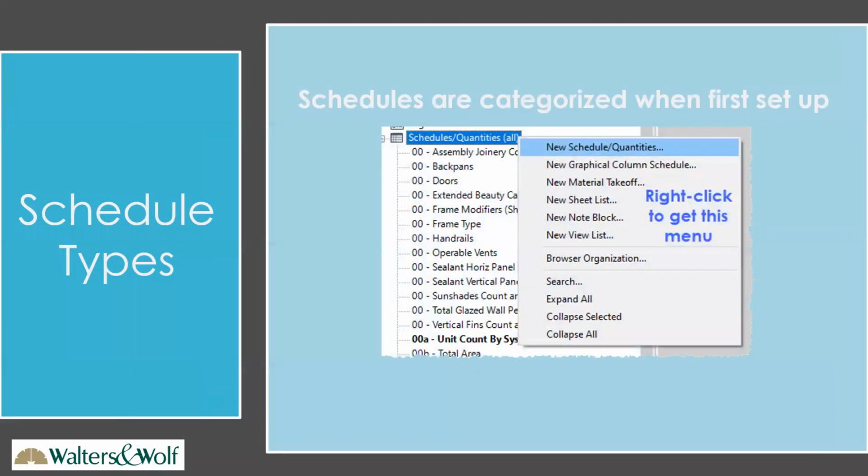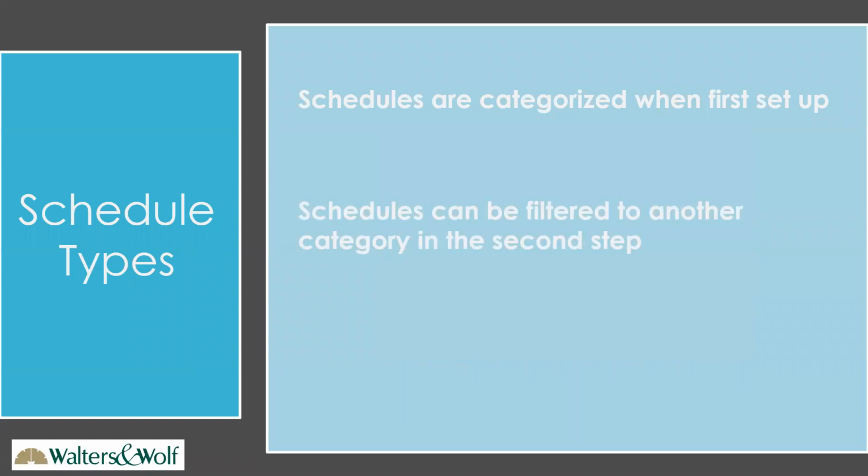So first of all, looking at the types. When you're first setting up a schedule and you right-click on that schedule quantities option, you get all of these different choices. So if you just do new schedule, it's just a multi-category schedule, it's generic. Graphical column schedule for structure, I believe. I've never used one of those. The material takeoff is the one we use to get that square footage of the panel. You can do a sheet list, note block, a view list. View lists are nice because you can check and organize your views in your model as well. So they can also then be filtered to another category once you go into the next step.